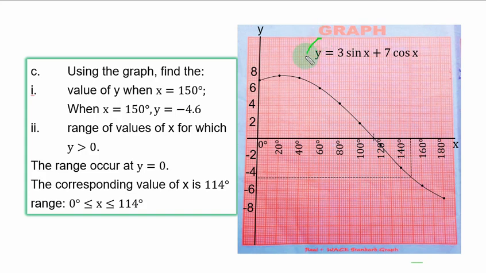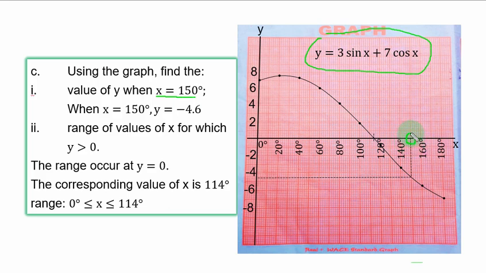Always remember to include the title of the graph. It is simply the relation that you are plotting. So, find the value of y when s is 150 degrees. You go to the x-axis. 150 degrees is between 140 and 160.